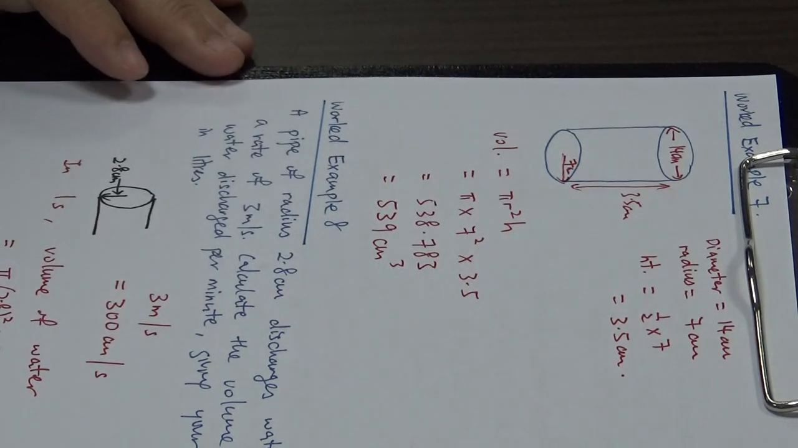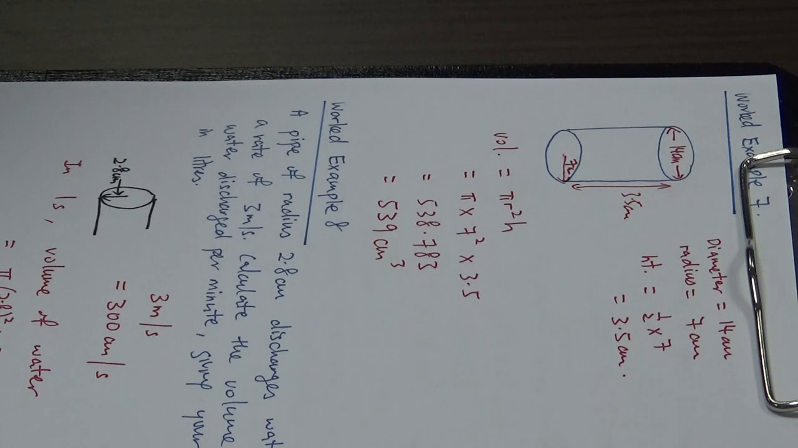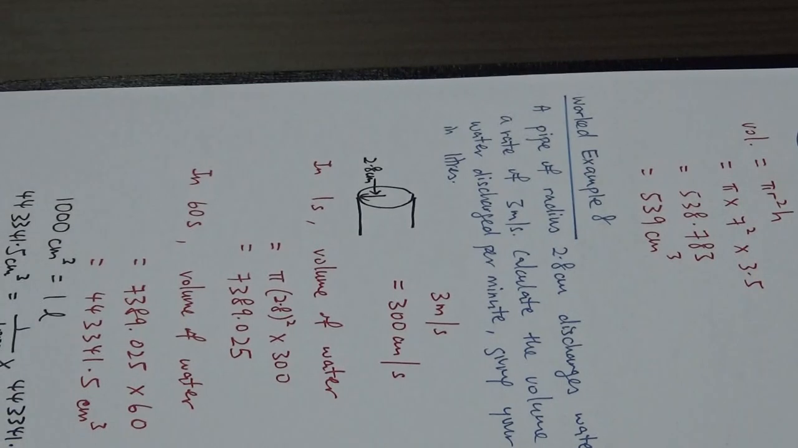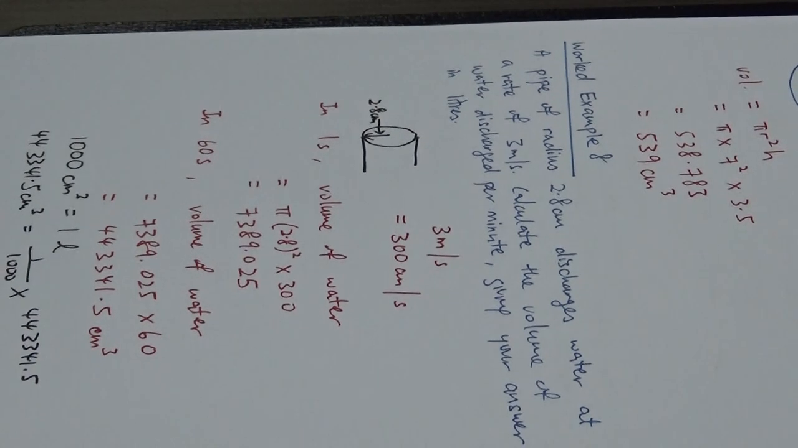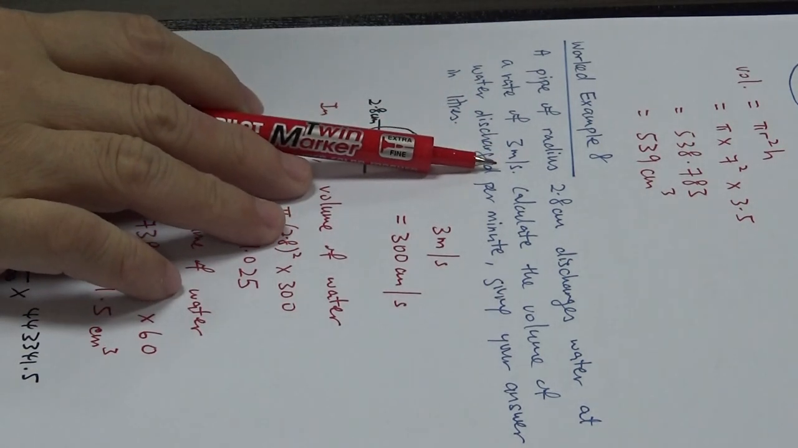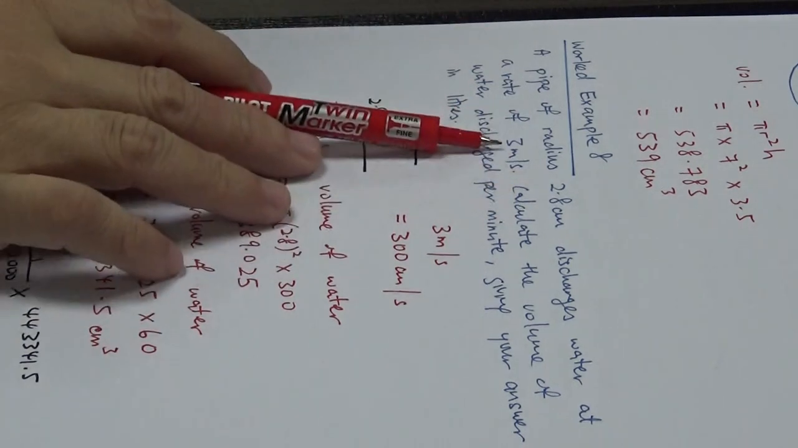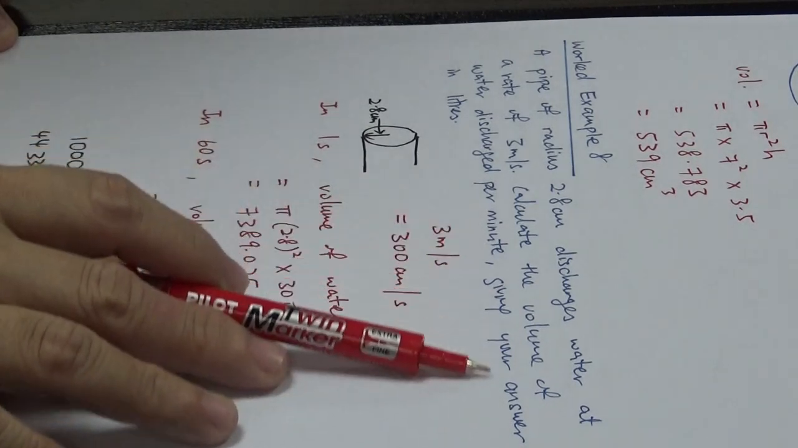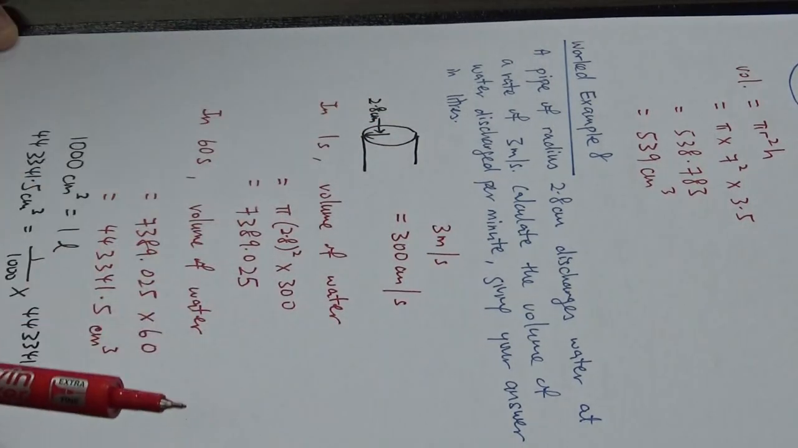Okay, now, next, I'm going on to a more difficult question, and I hope that all of you can listen carefully. Alright, let's look at worked example 8. I'm going to explain this so that you can understand what the textbook is talking about. Okay, so can we take a look at this particular question? A pipe of radius 2.8 cm discharges water at a rate of 3 meters per second. That means water is flowing at 3 meters per second. Calculate the volume of water discharged per minute, giving your answer in liters.